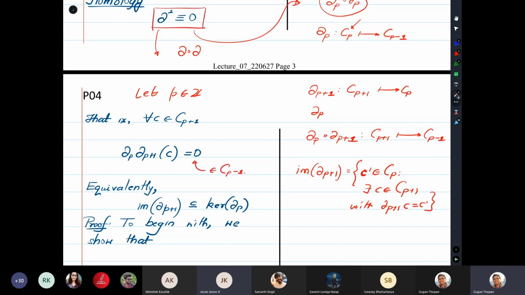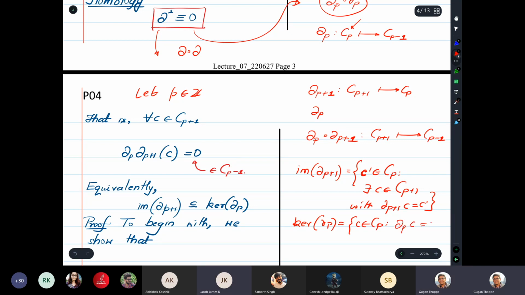And the kernel of ∂_p is the set of c in C_p such that ∂_p is mapped to 0, that is, ∂_p of c is 0. This is what the kernel of ∂_p means, right? Do you agree? Yes.